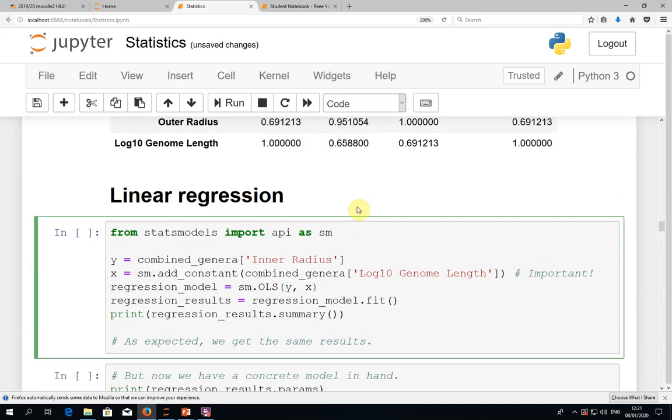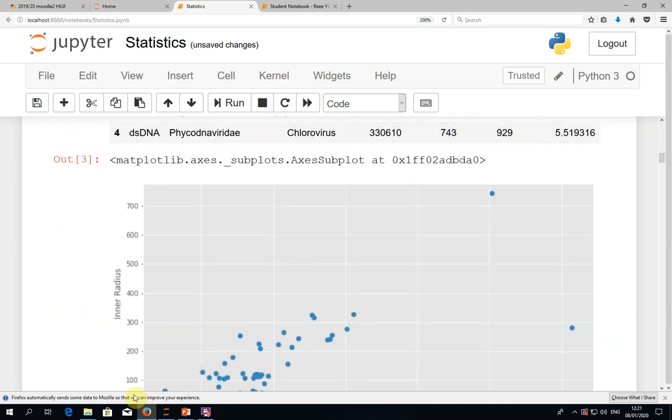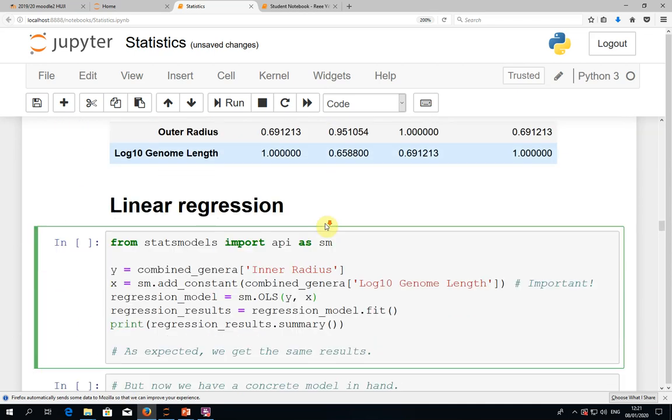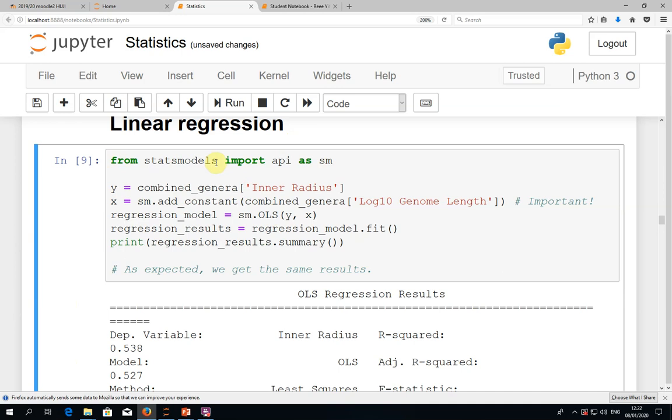Okay. Now, we may want to also have a concrete model in hand and see the exact trend line that we observe here. So for that, we need to use the statsmodels package and to use its OLS model. So that's the common way in which people import the statsmodels package. Now to do that, what we need to do is first, we need to decide which is the y value. So we take the inner radius to be the y-axis. And we take the log 10 of the genome length to be the x-axis.